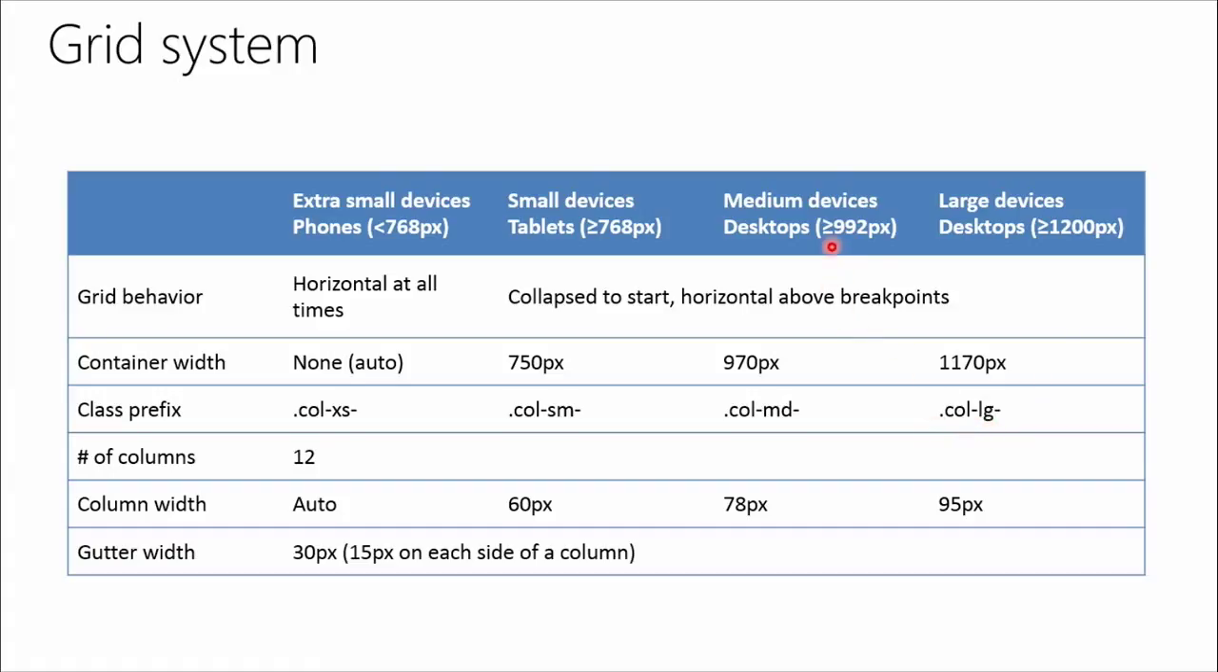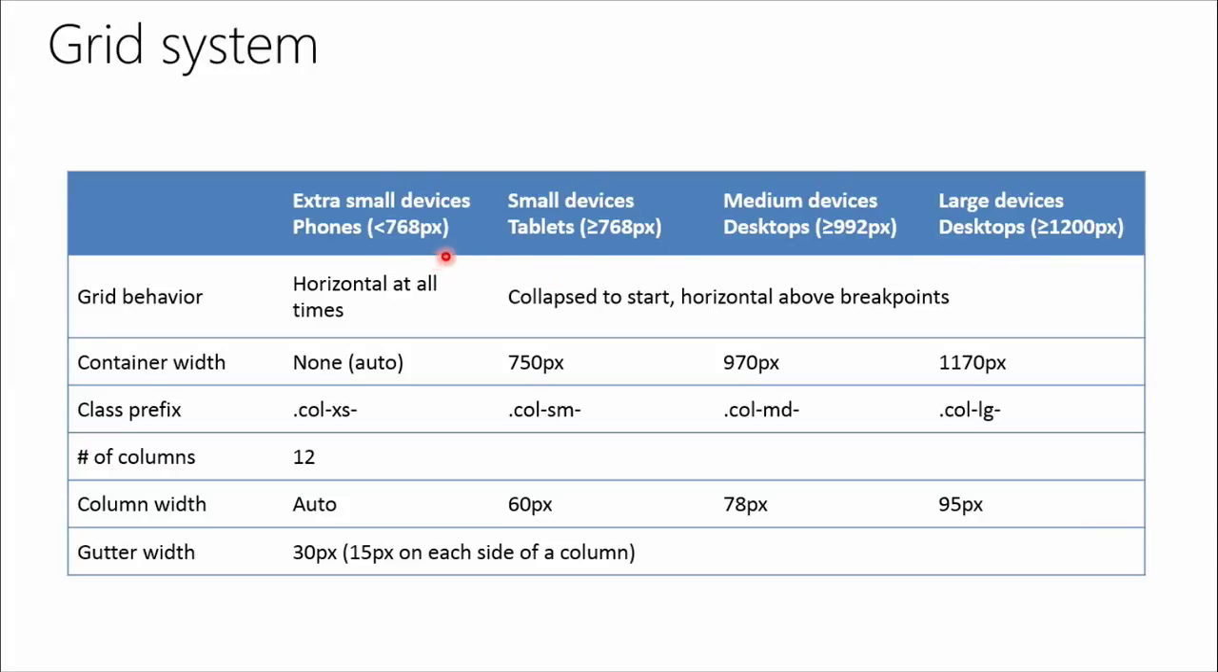If I've got a medium device width, which is anything greater than or equal to 992, so that's going to include large device width, then I've got medium, col-md. And then here, small and extra small. So these are called breakpoints here. I've got 768 pixels, 992, and 1200. These are driven by some common device sizes.